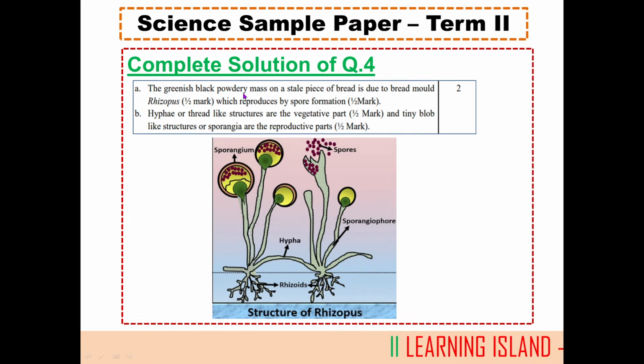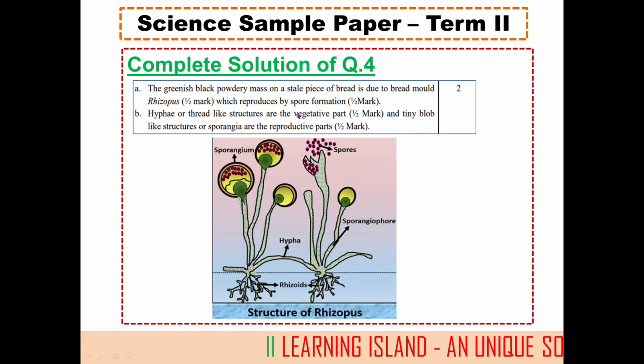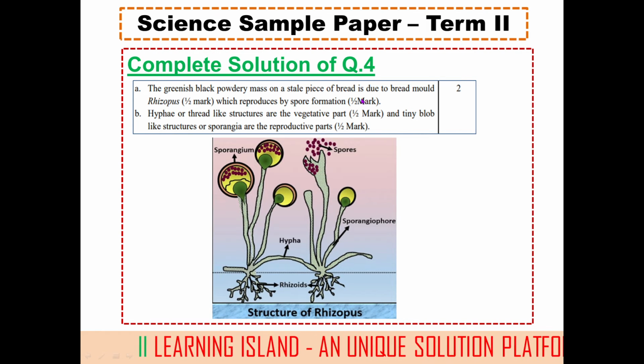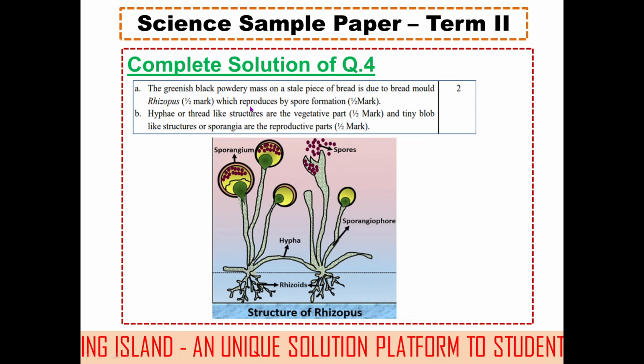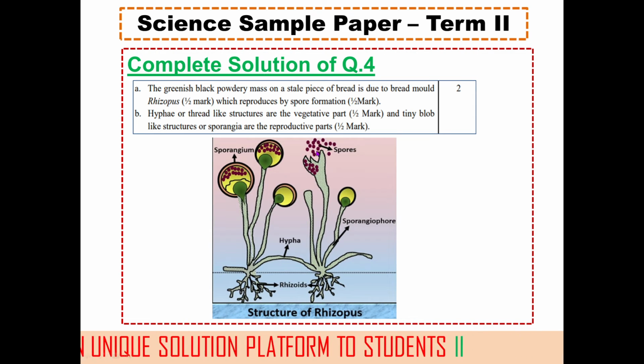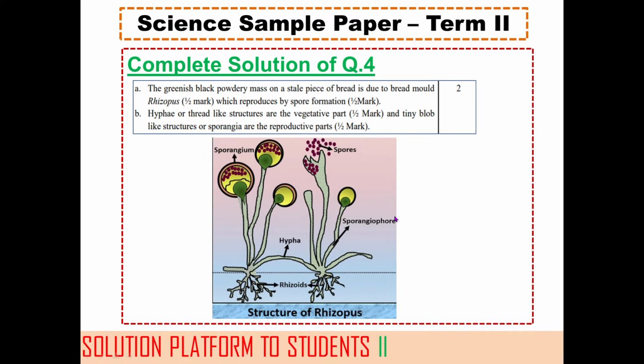The greenish black powdery mass on the stale piece of bread is due to the bread mold Rhizopus, which reproduces by spore formation. Now you see these are the spores. So it reproduces by this. There are also hyphae.